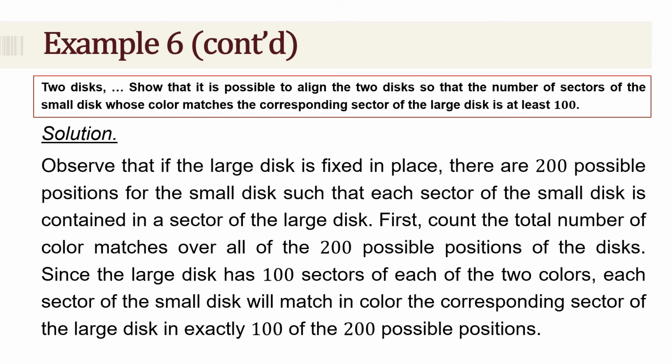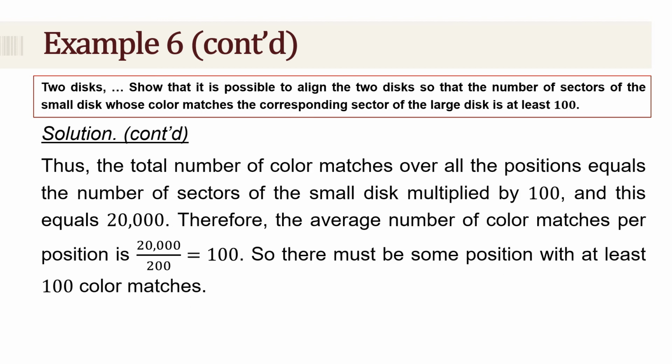So first, let's count the number of total color matches over all of the 200 possible positions of the disc. Since the large disc has 100 sectors of each of the two colors, each sector of the small disc will match in color the corresponding sector of the large disc in exactly 100 of the 200 possible positions. So, kunwari, pag pinatong na natin ganyan, kunwari lang red yung nasa harap natin. So, alam natin yung larger disc natin, yung kalahati niya red, yung kalahati niya blue. So, ngayon, kapag minove ko siya, okay, kunwari yung red na nasa maliit, nakatapat na siya sa red na malaki. Okay? At kapag binilang natin in 200 possible positions, ilang beses na magko-coincide yung red na maliit doon sa red na malaki. Di ba 100? So yun yung sinasabi nito.